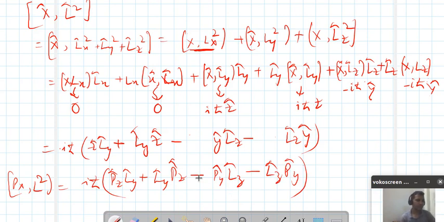Now in the next lecture I will generalize this formalism of angular momentum, whether it is a spin angular momentum or orbital angular momentum. So we will use a general notation, J in place of L. So I will talk about that in the next lecture.